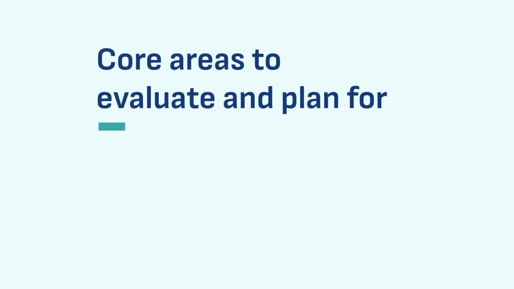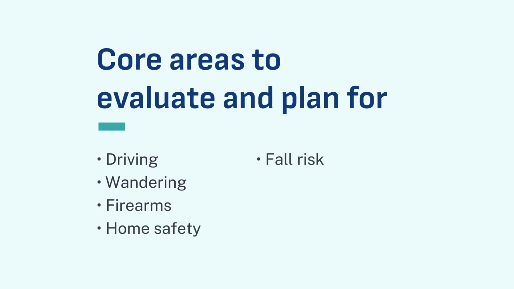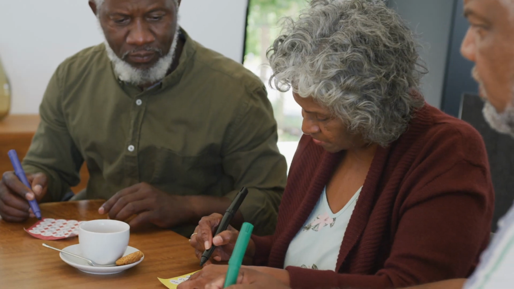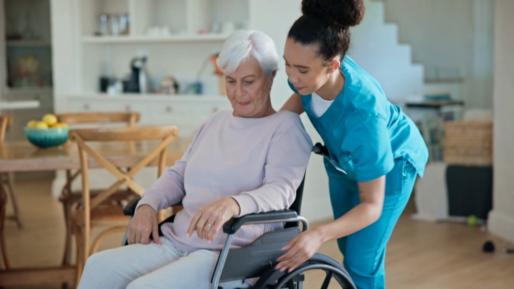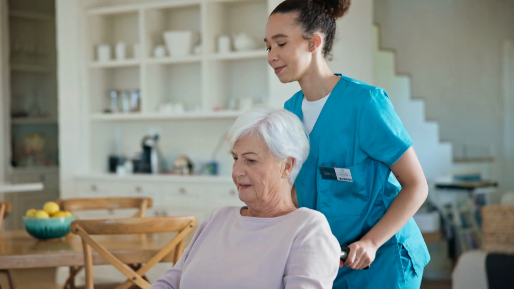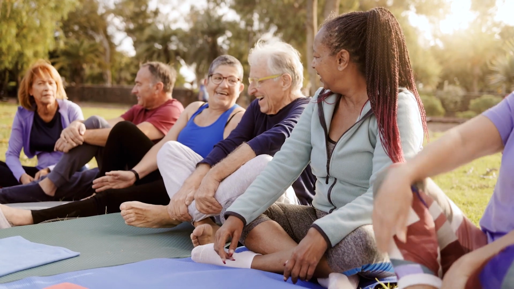In the fourth component of your action plan, you consider safety. Core areas to evaluate and plan for with patients and care partners include things like driving, wandering, access to firearms, home safety, fall risk, emergency planning, and elder abuse. You don't need to handle all these issues alone. For this domain of your action plan, you'll want to connect patients and their caregivers to social and community-based services. These can help promote maximum function, community independence, and safety.